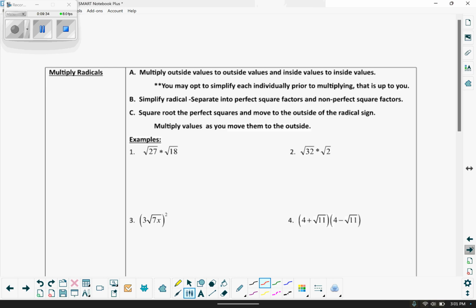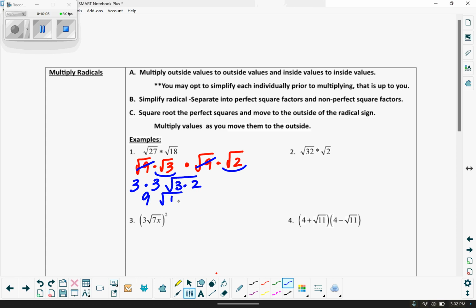So if I were to break down the 27 like we did earlier, 27 is the square root of 9 times the square root of 3. And 18 is the square root of 9 times the square root of 2. At that point, I can say the square root of 9 is 3, and the square root of 9 is 3. So 3 times 3 on the outside now, and left over underneath the radical, I have 3 times 2, which would be 6. So on the outside, I'm going to have 9 radical 6.